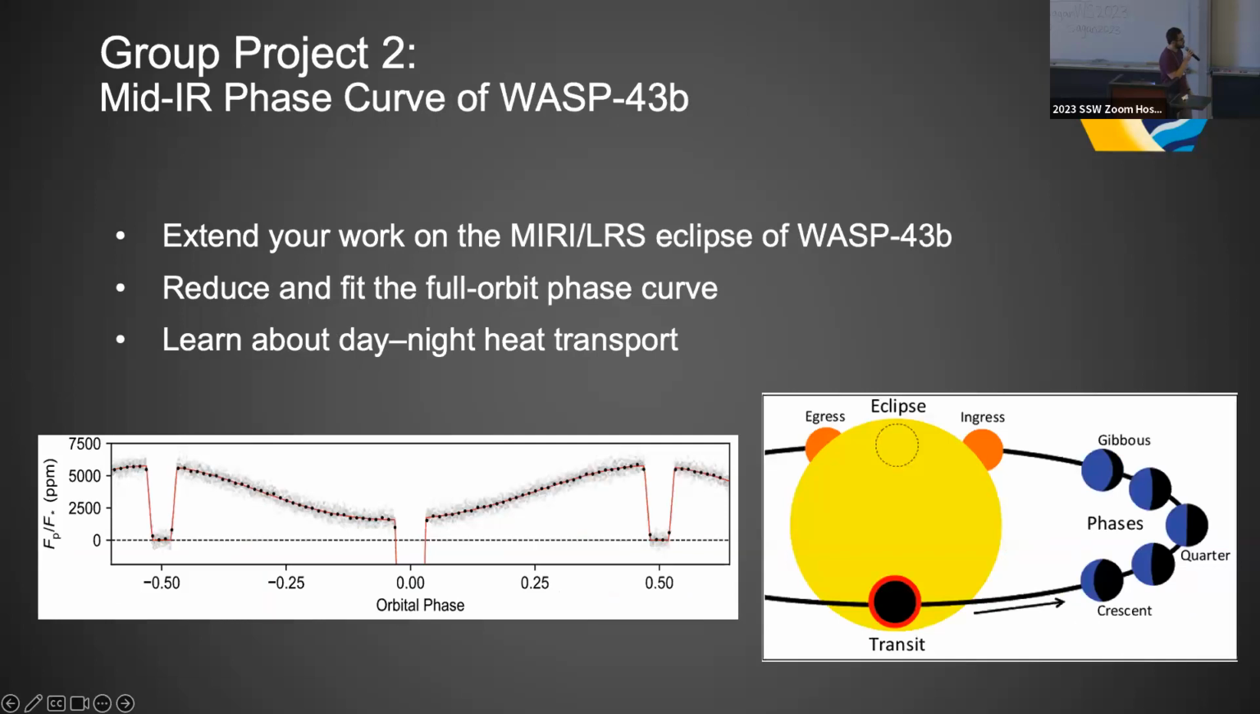Group project number two is with the MIRI eclipse spectrum. I gave you the last eclipse of this MIRI phase curve, but it's a whole orbit phase curve, so you go from seeing the hot day side to the cold night side. I'll give you that whole data set as a starting point, and you can see, can you fit a phase curve? It'll be a lot more tricky because there's a lot of systematics at the start here, which is why I gave you the second one. So it's a fun opportunity to see what actual data is like.